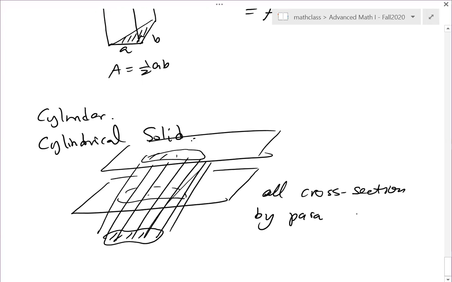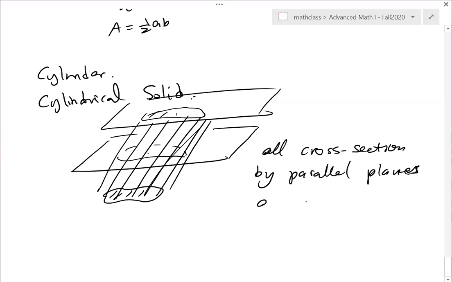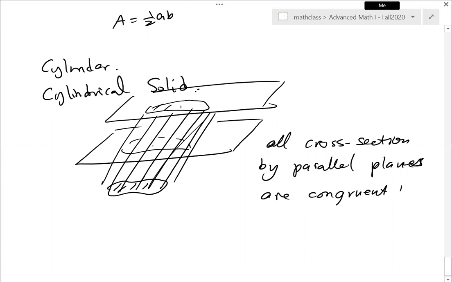By parallel planes, right, are congruent. This is also called a cylinder, and that's the definition of cylinder.